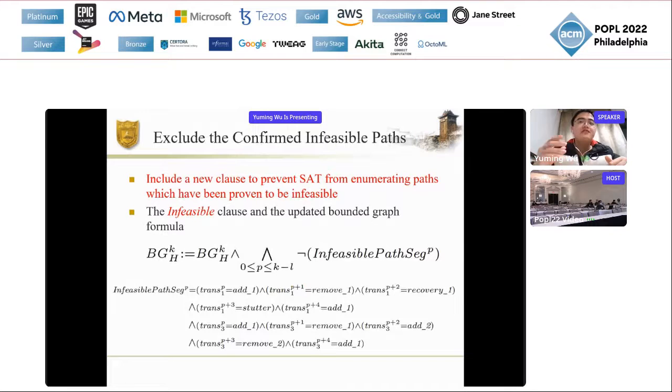We refine the path enumerating problem by adding the negative encoding of the infeasible path segment back to the bounded graph structure. The refinement is as follows, where P is the position of the first location of the path segment, K is the bound, L is the length of the path segment, and the infeasible path segment is the negation of the conjunction of all variables that encode such a path segment when its first location is at P.